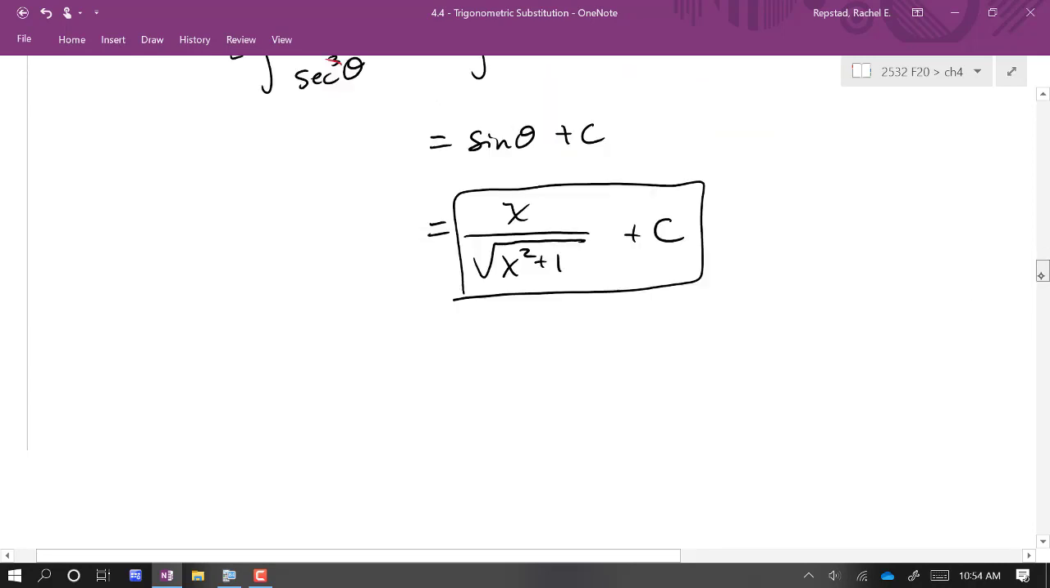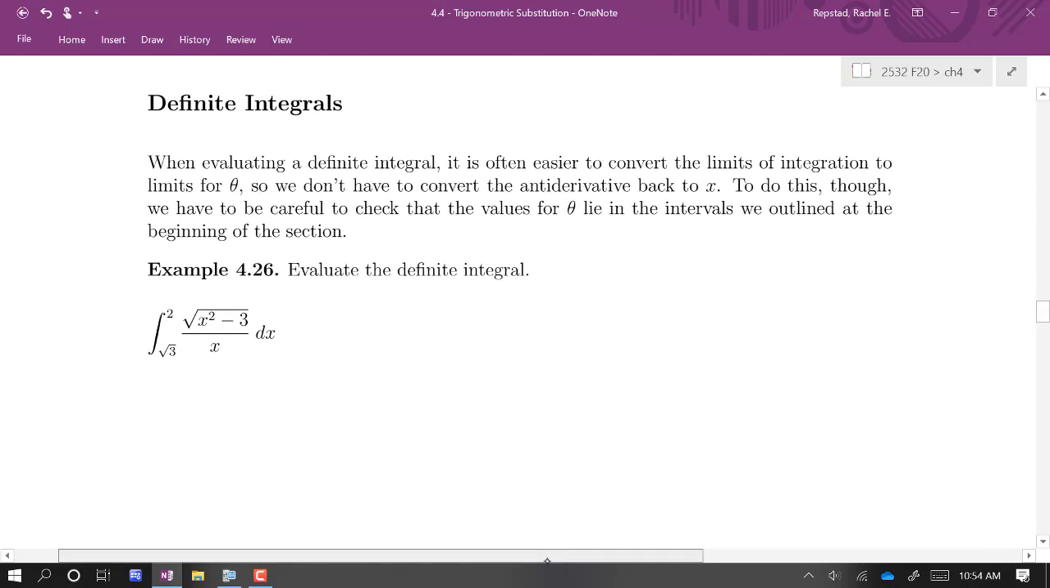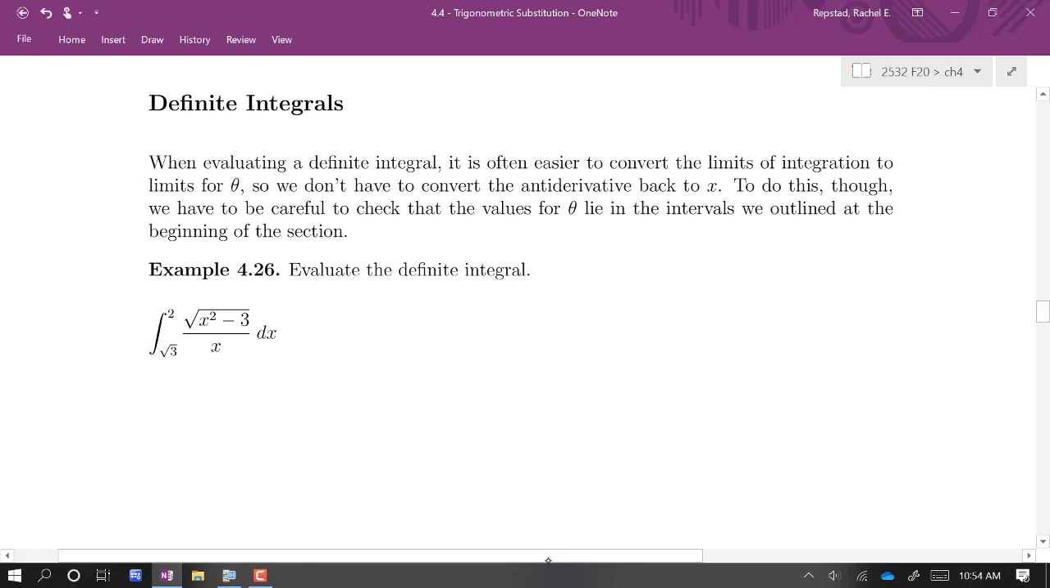All right, let's do another one. In this case, our next example is a definite integral. And we're already familiar with, when you're using a u substitution on a definite integral, that you can change the limits of integration. And I find that to be pretty convenient here as well when we're doing a trigonometric substitution. So let's have a go at this one.